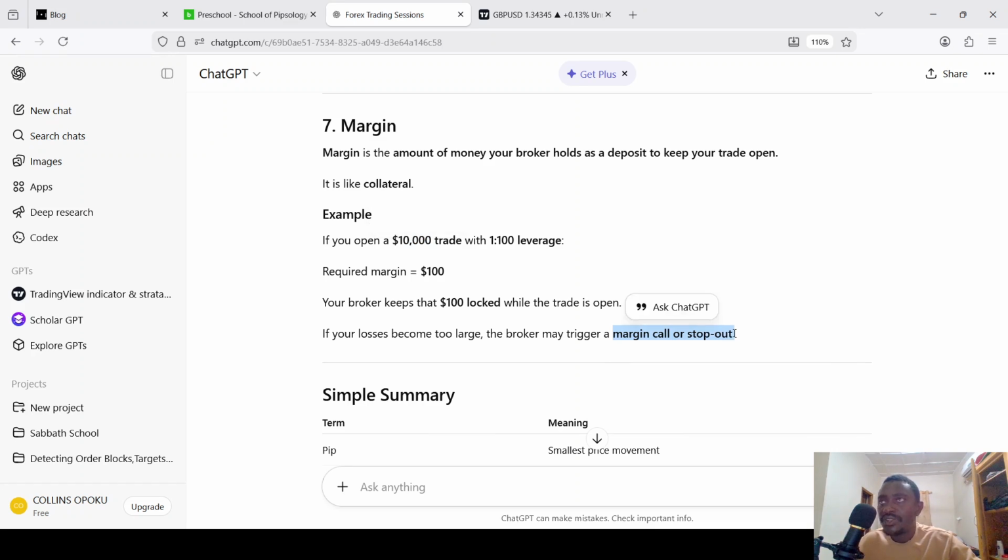And sometimes some of the brokers will just reduce your lot size, just to make sure you are still in the trade. And when it becomes worse, they will just close the trade and stop you out. Exiting you from the market is what they call the stop out. So margin is very, very key. Whenever you are trading, you see all those things. If your money is not enough and you are placing a particular trade, maybe using a bigger lot size, they are going to stop you.